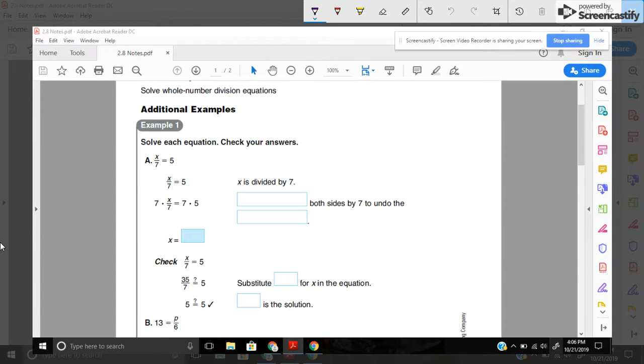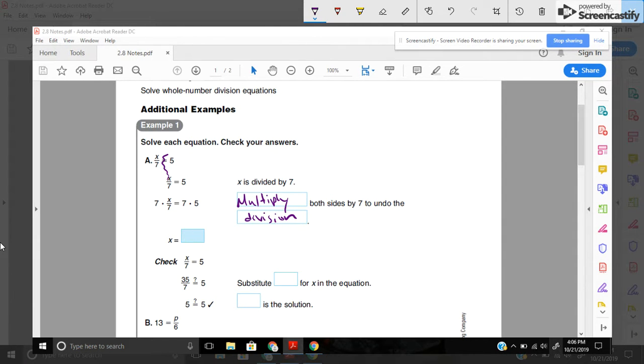Like I have been doing, I like to split my equation in the middle, and ask myself that question: what is being done to x, and how do I undo it? Well, here x is being divided by 7, so to undo it, I need to multiply both sides by 7 to undo the division. You'll see here they multiplied by 7 and they also multiplied by 7 on the other side.